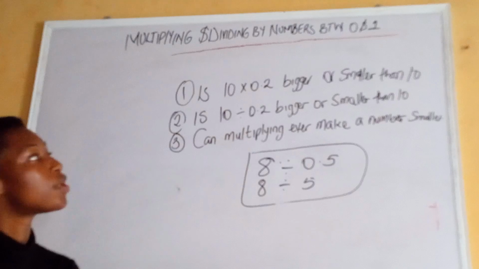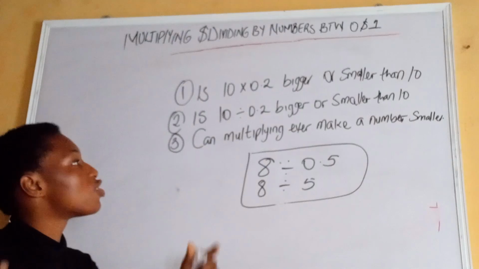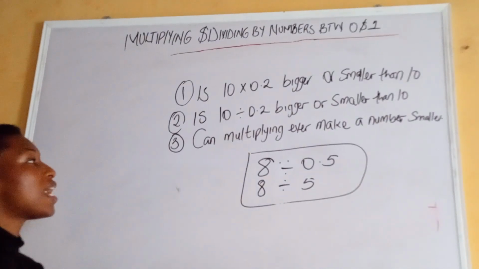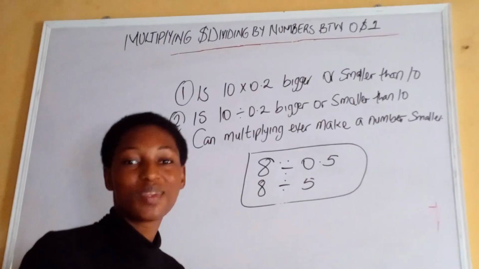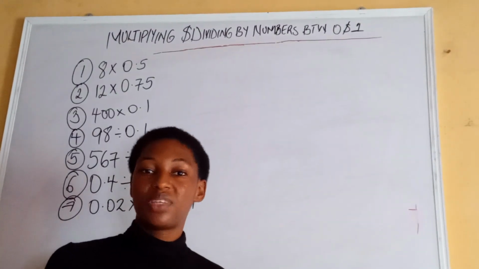Is 10 times 0.2 bigger or smaller than 10? Is 10 divided by 0.2 bigger or smaller than 10? Can multiplying ever make your number smaller? Let me know what your answer is. Does multiplying always make a number bigger?